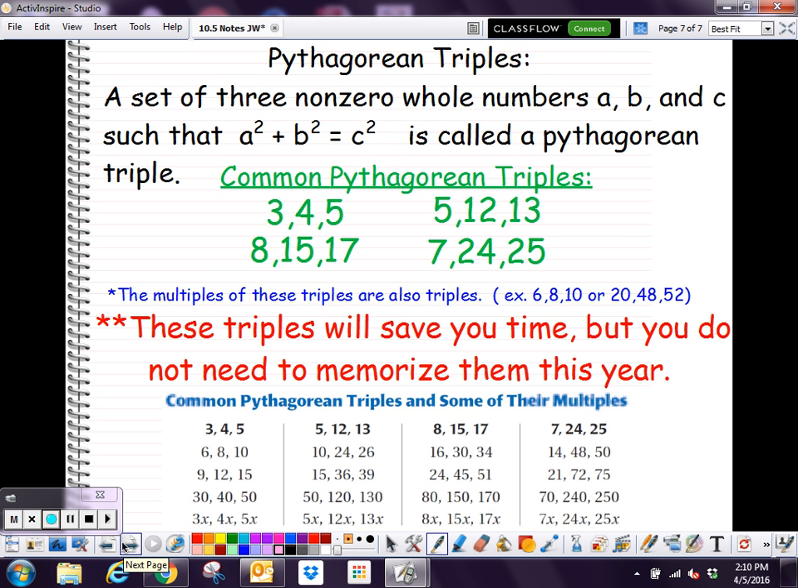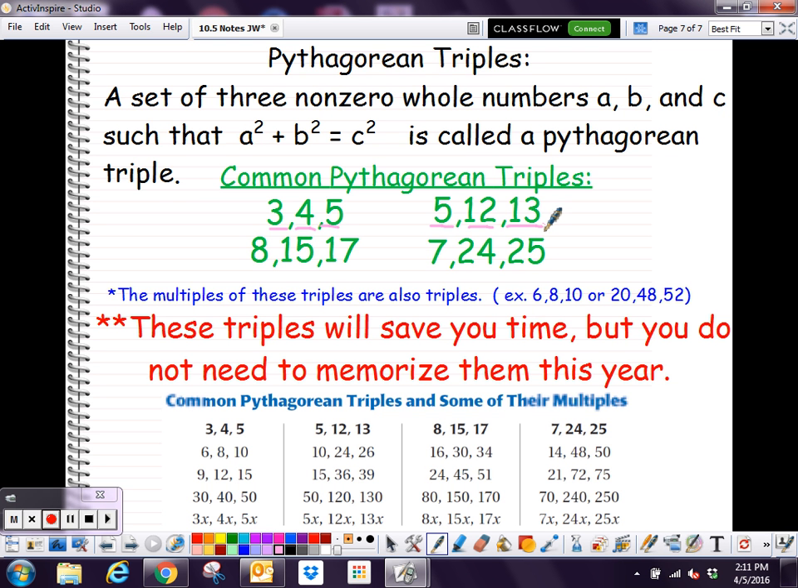Okay, what this slide is showing you, I kind of talked about this earlier, but there's something called a Pythagorean triple. This is a set of 3 non-zero whole numbers, a, b, and c, such that a squared plus b squared equals c squared. These are numbers that are definite go-tos for a right triangle. So if I give you that the legs are 3 and 4, you can tell me the hypotenuse is 5. If I tell you my legs are 5 and 12, you can tell me the hypotenuse is 13, because you know the biggest side is your hypotenuse.